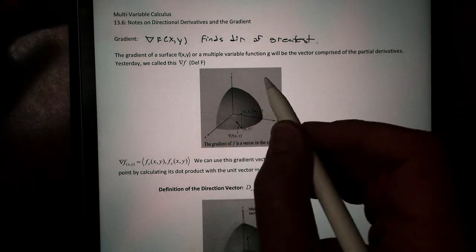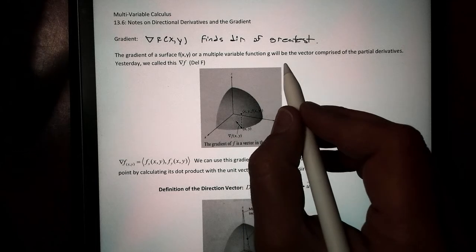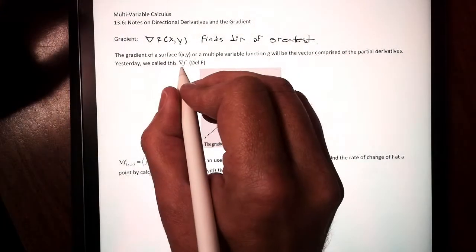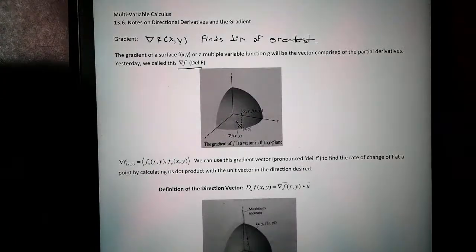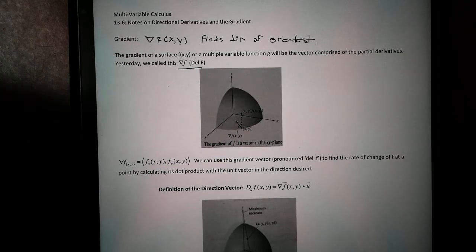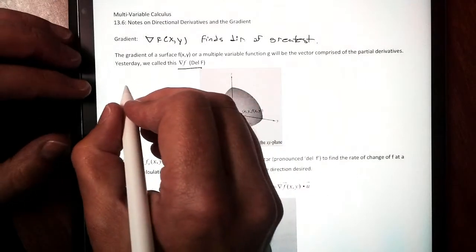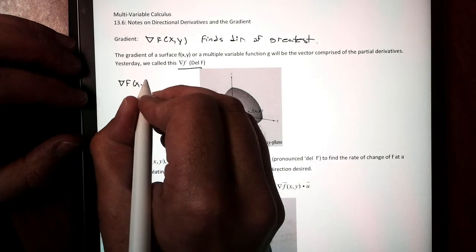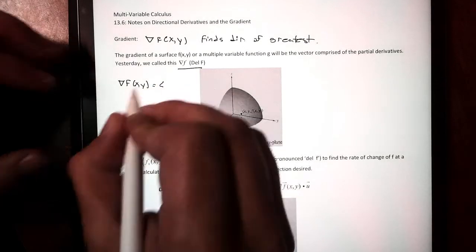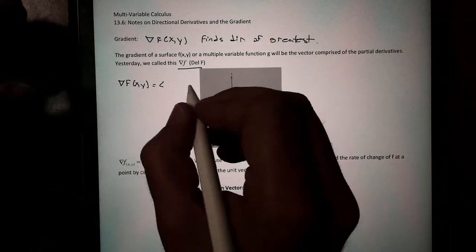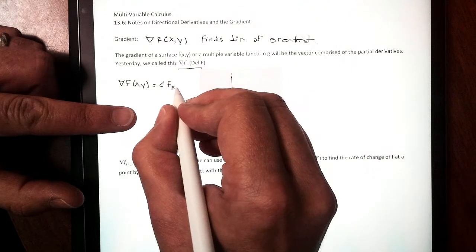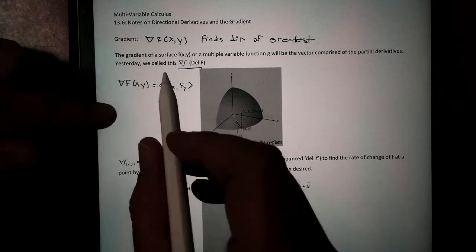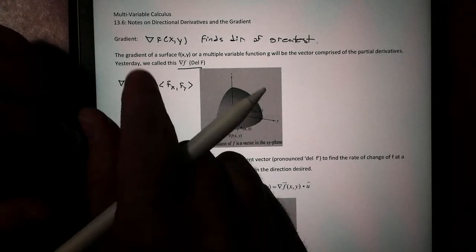Now, to find the gradient of a multivariable function, we use the partial derivatives. Yesterday, again, we called this del f, and that's right up here. So if I have a function that has multiple variables, my del f of x, y, no matter how many variables, will be just the vector comprised of all the partials, fx, fy, and so on and so forth. And this is what we call the gradient.